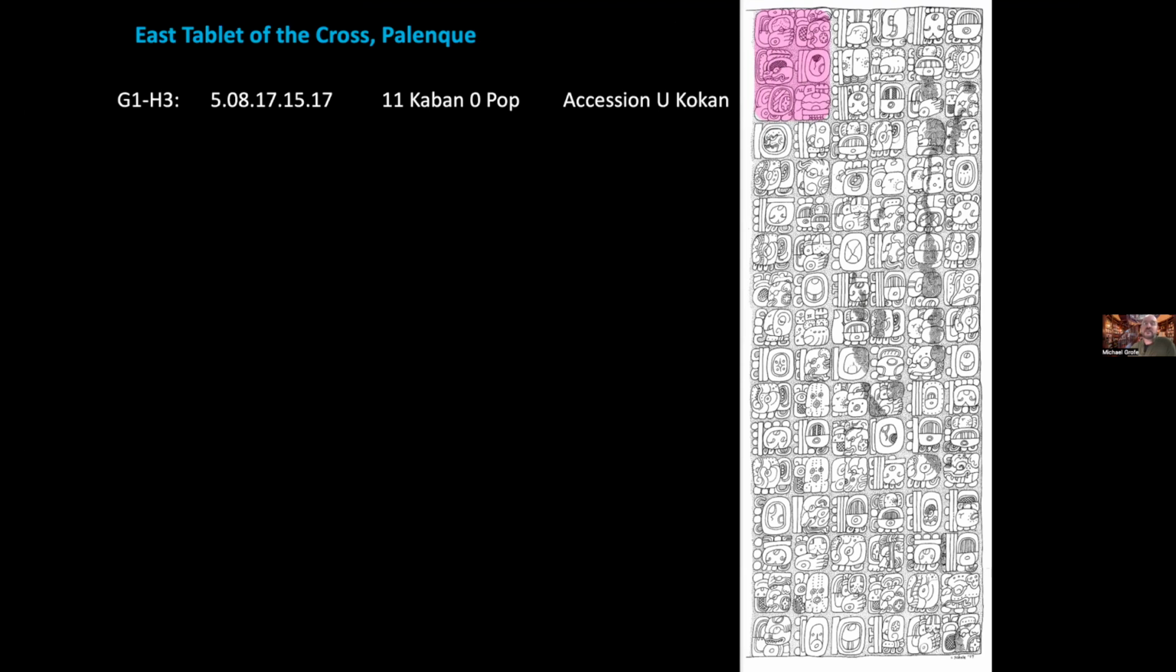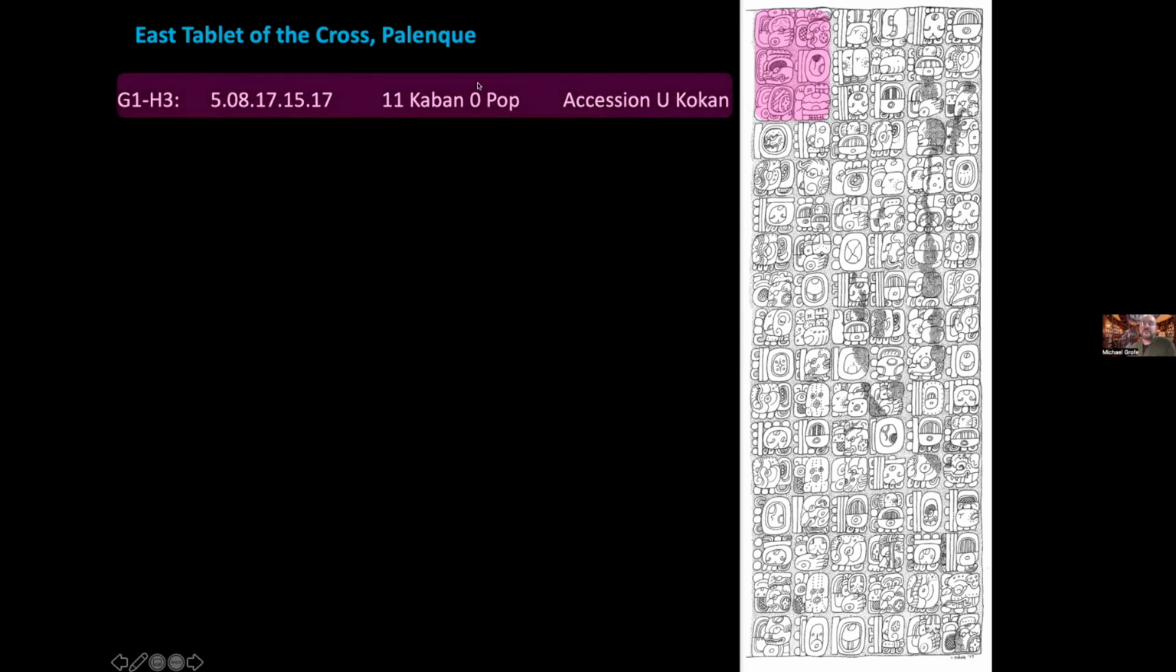5-8-17-15-17, 11 Kaban, and very interestingly, it also caught my attention that this falls on the Haab New Year of 0 Pope. This tells me that there was intentional calendrics going on, used to calculate some of these things. And I love that this particular date of 0 Pope is the one date that transitions from the mythological side to the historical side.